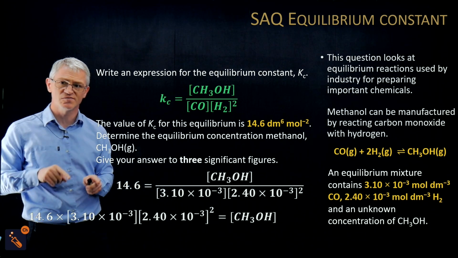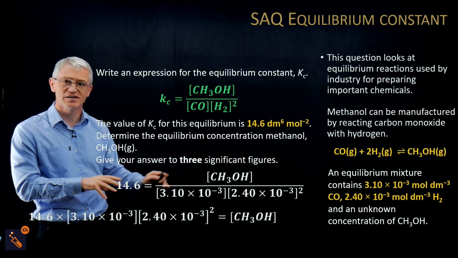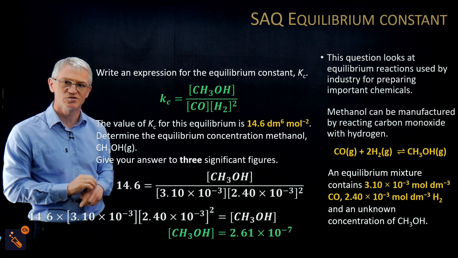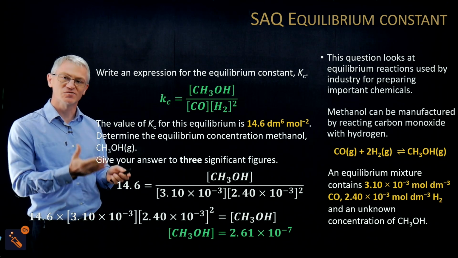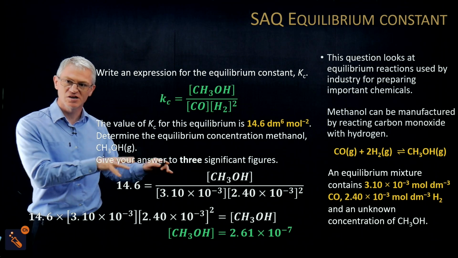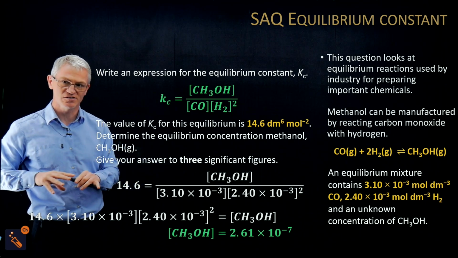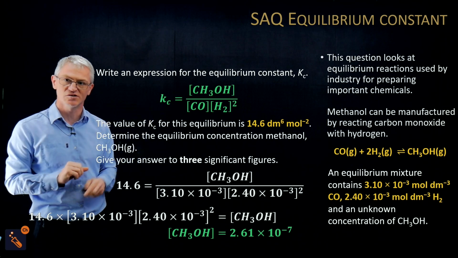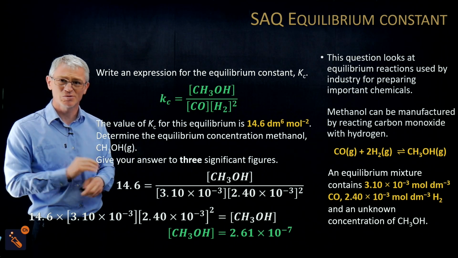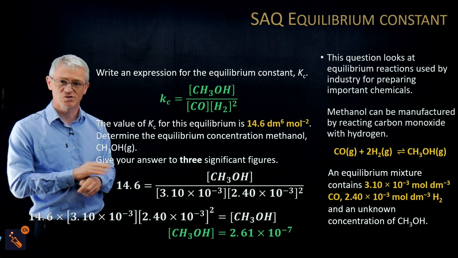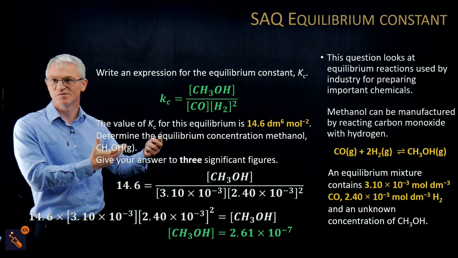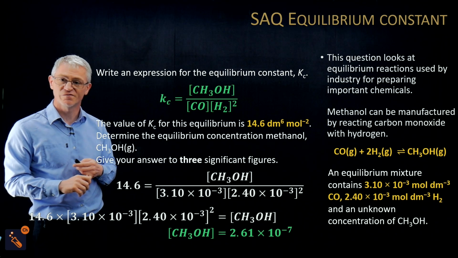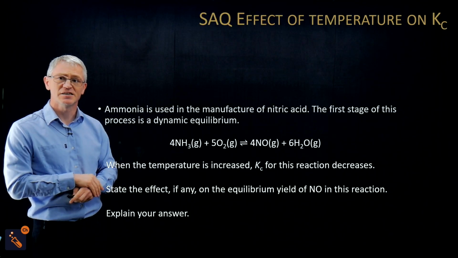I'm timesing all of this up here, and that will equal my CH3OH, which is 2.61 times 10 to the minus 7. Now I've gone through that quite quickly, but hopefully if you're good at maths, you can see that I'm just rearranging this equation here to get my concentration of CH3OH. It's probably one of the most difficult questions you'll get if you're doing the AS exam. If you want to do more complicated ones, remember, there are many more videos on this in Module 5. Okay, let's go to the next one.